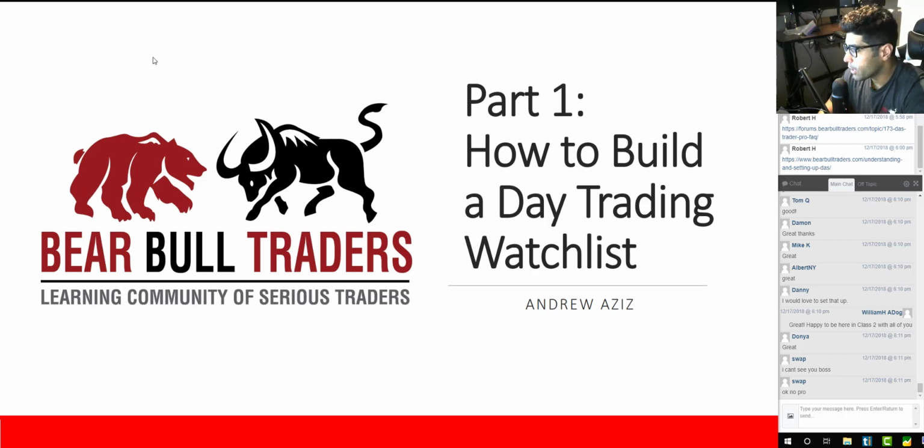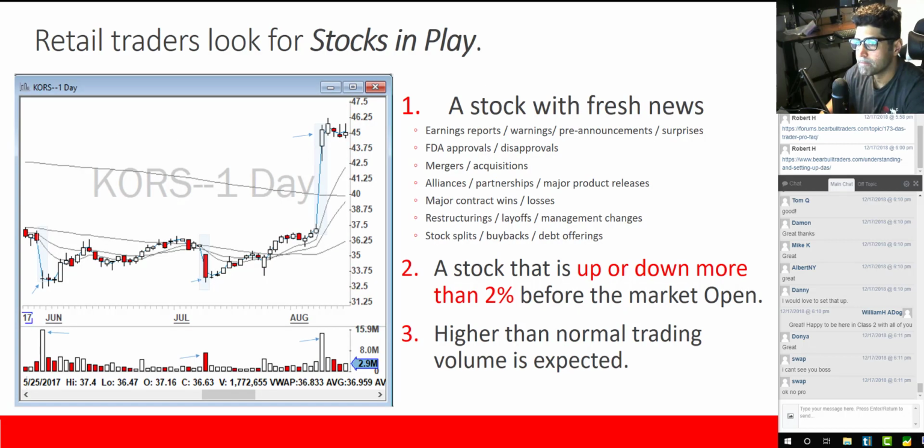So let's go with part 1, how to build a day trading watch list. We are called retail traders. We are not institutional traders, because we don't manage other people's money. These are all our own money, and we have to be really effective with the money that we have. We can't just trade whatever stock is in the market. We have to be really careful about what we trade, because we are looking for stocks that have enough volatility and movement in the day, so as a day trader we can make money on that.